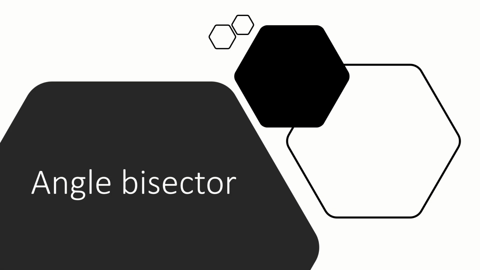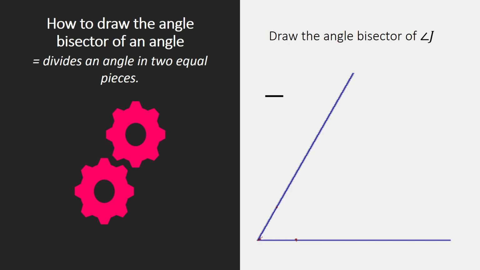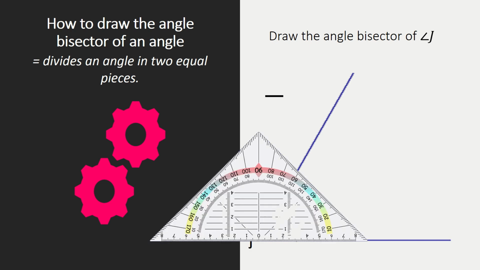But how to draw the angle bisector? So the angle bisector divides an angle into equal pieces. So a question could be, draw the angle bisector of angle J. So I've got an angle. First step is to measure angle J. So we need a protractor triangle. So you put the zero line exactly on the blue line. And the zero is on the J.